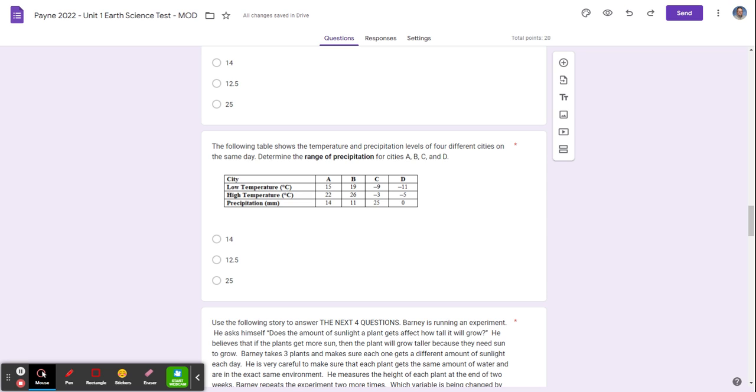The following table shows the temperature and precipitation levels for 4 different cities on the same day. Determine the range of precipitation for cities A, B, C, and D. You're only looking at precipitation. The range: 14, 12.5, or 25?